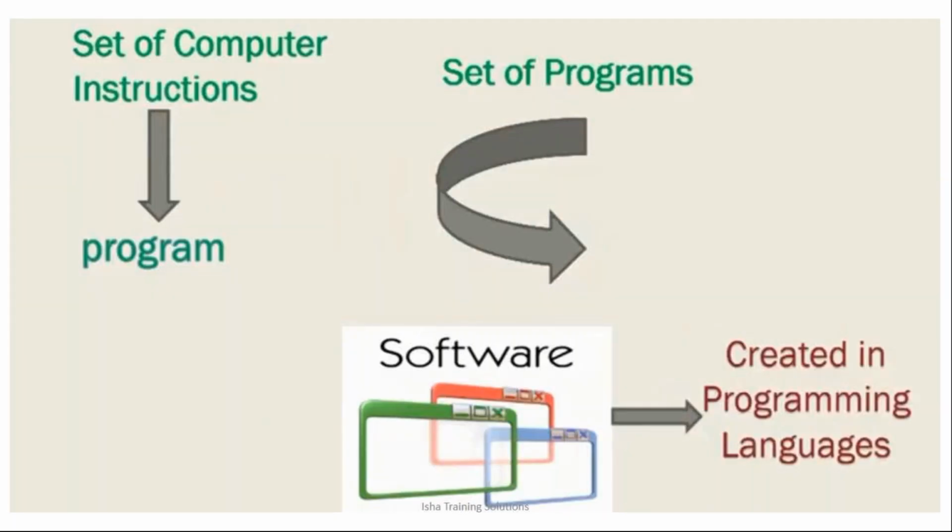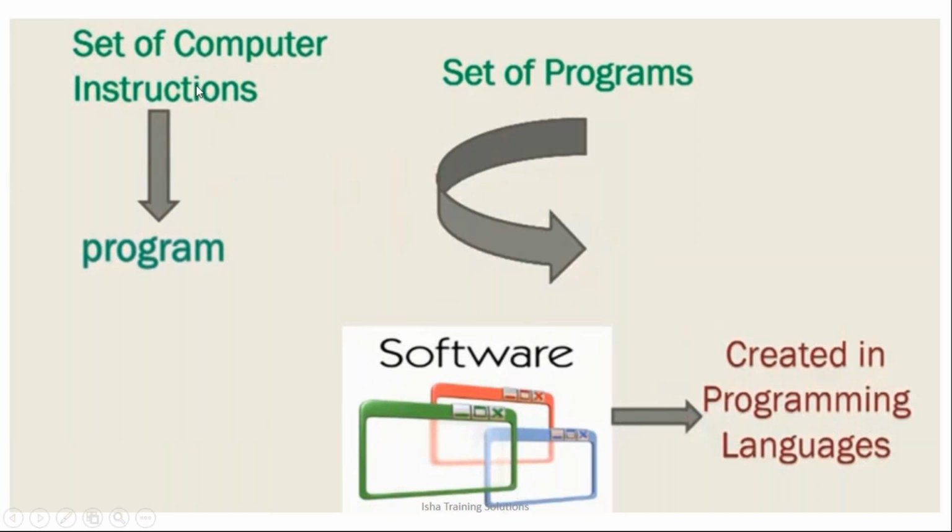Now what actually are instructions? If you want to make something understood by the computer, we pass some sort of instructions. A set of instructions makes a program, and a set of programs makes a software. These softwares are created in programming languages. I am explaining everything to you in a pictorial manner so that you can understand it easily.